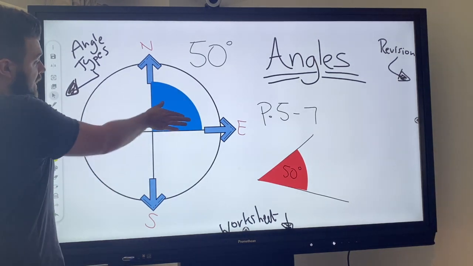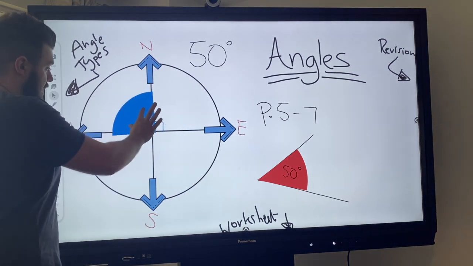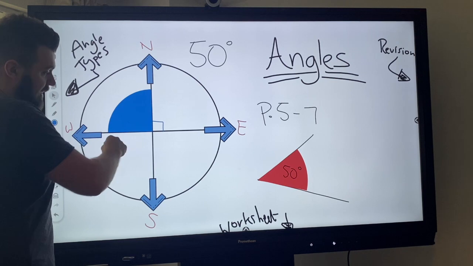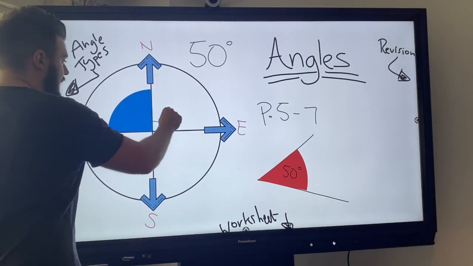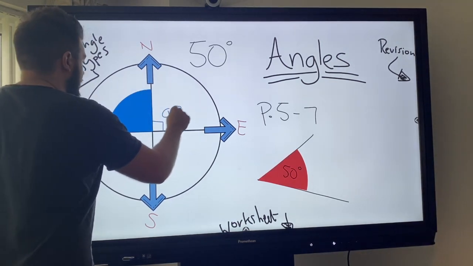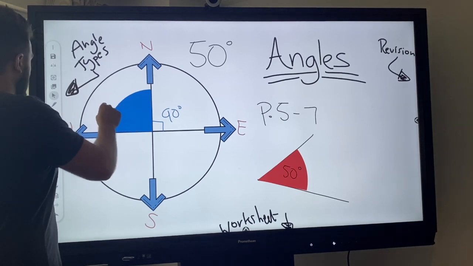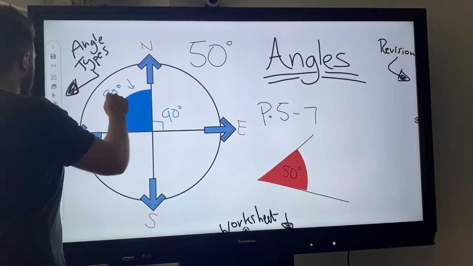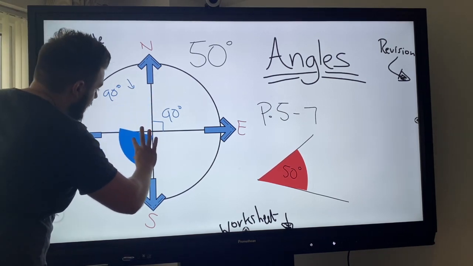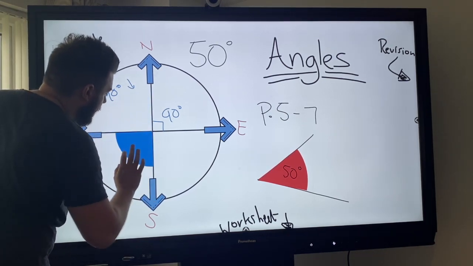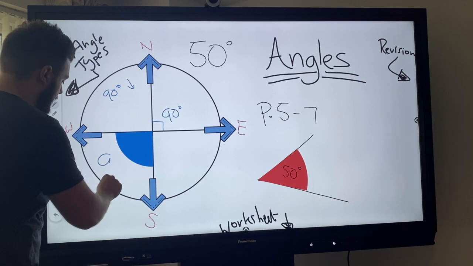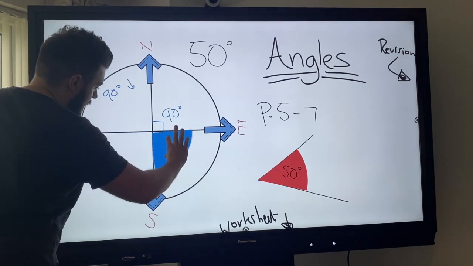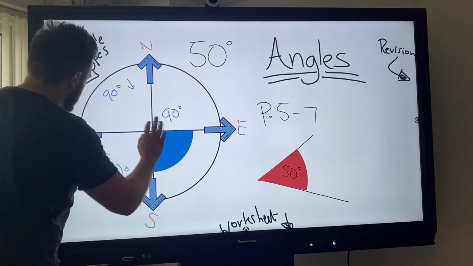So let's prove that. Let's take this angle and spin it around. We haven't changed the size of it, we're just moving it exactly the same. So that one, let's not forget, was 90 degrees. That one's 90 degrees as well. So let's write that in here. Spin this one around here. Yep, perfect, 90 degrees as well. And that must mean that this is going to be 90 degrees as well.